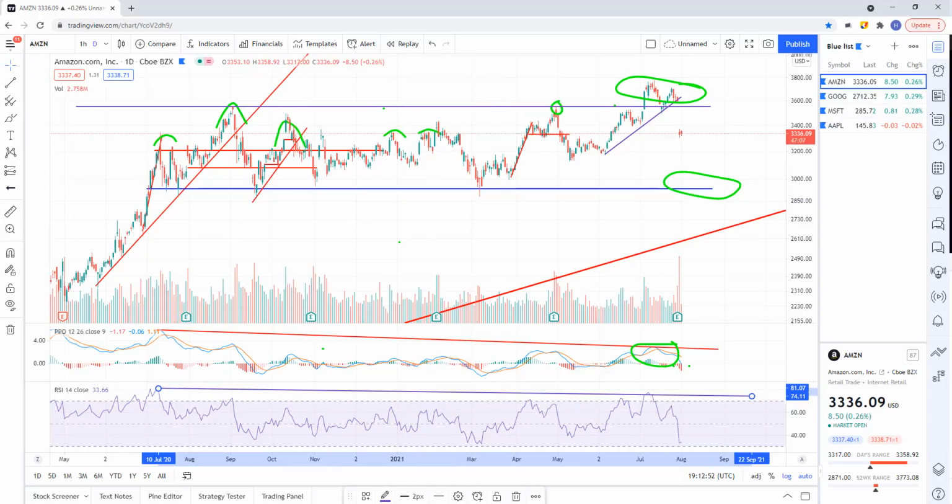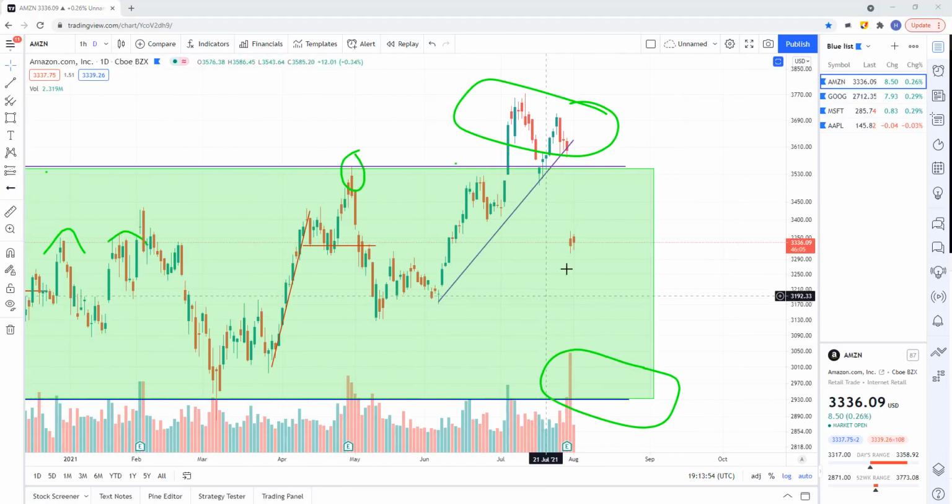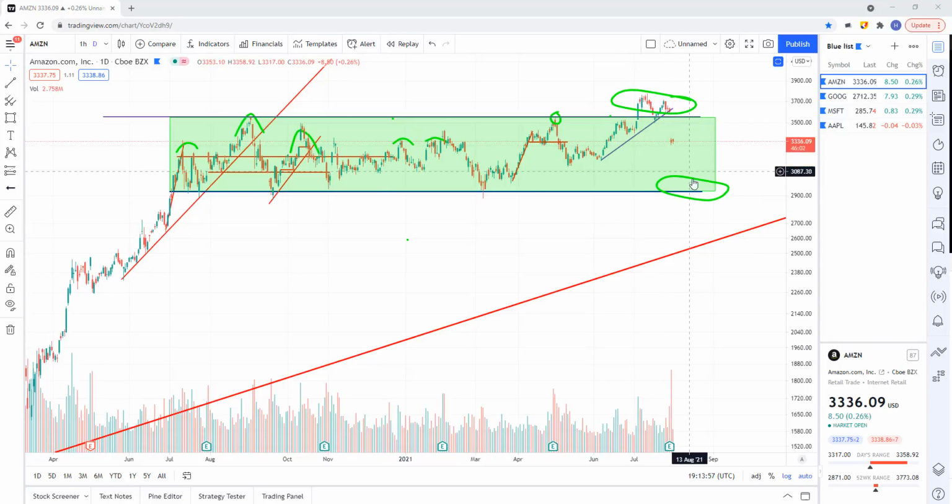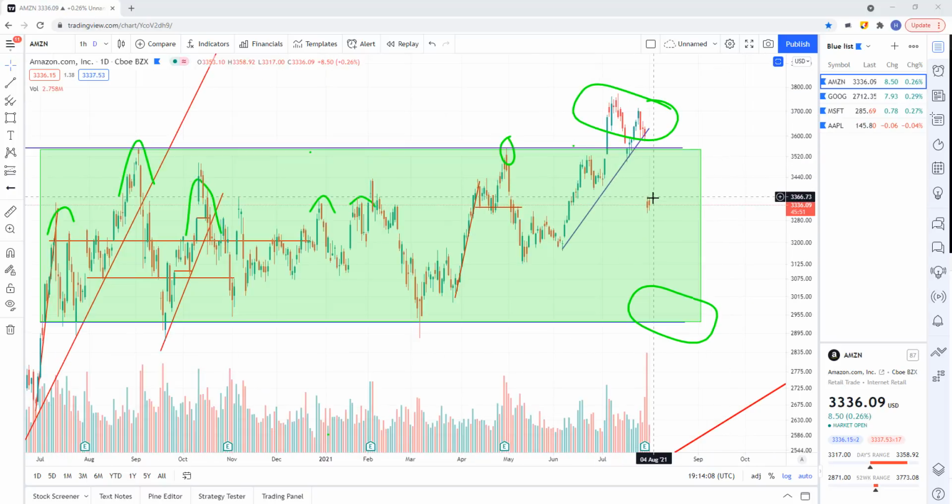So we'll mark out this range. Okay, so I have the range marked out and I think we're heading down towards the bottom of the range. Because we had that false breakout or that bull trap, I think it's now set up to go to the bottom of the range. That should be the correction that we're looking for in the triple Qs as well and the SPY. So things to watch for on that is more selling to come in Amazon.